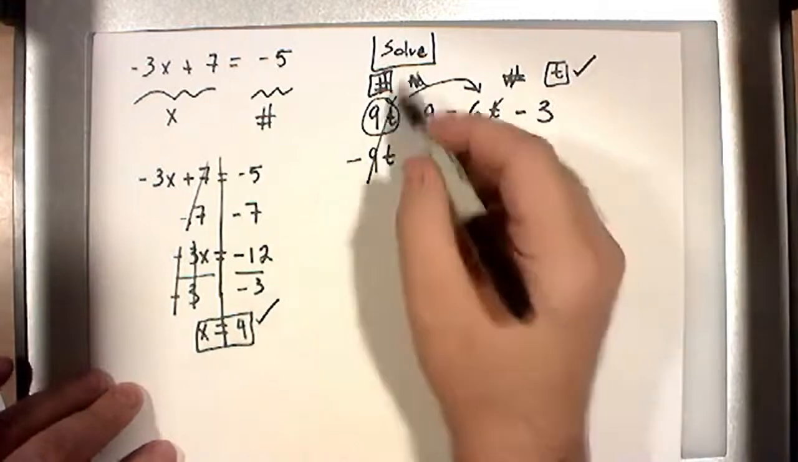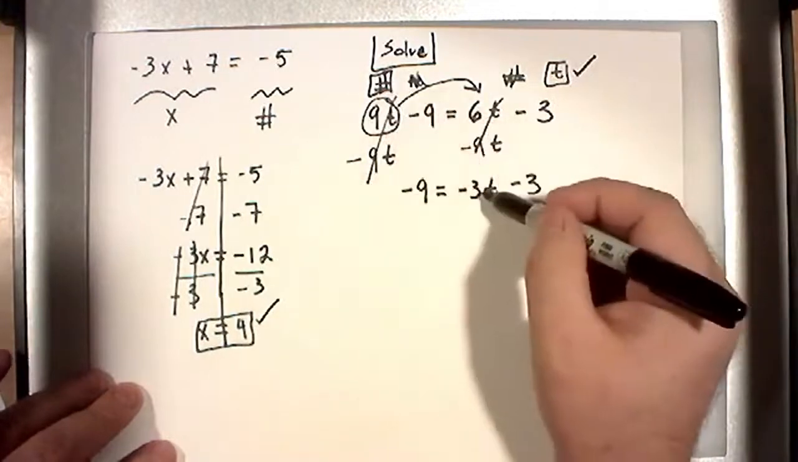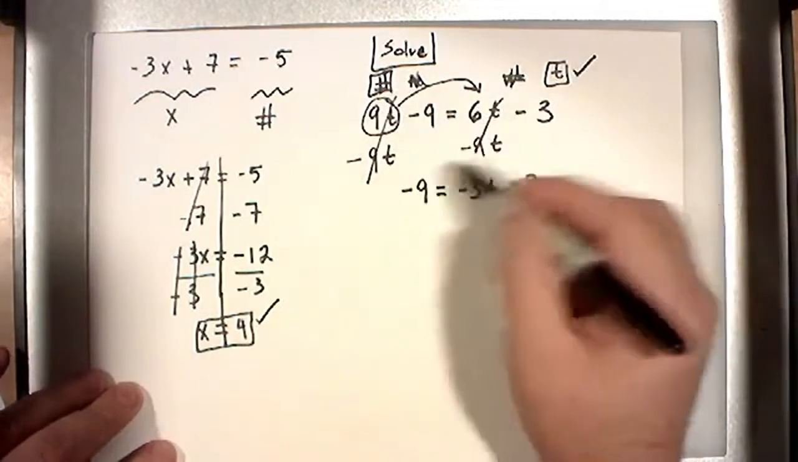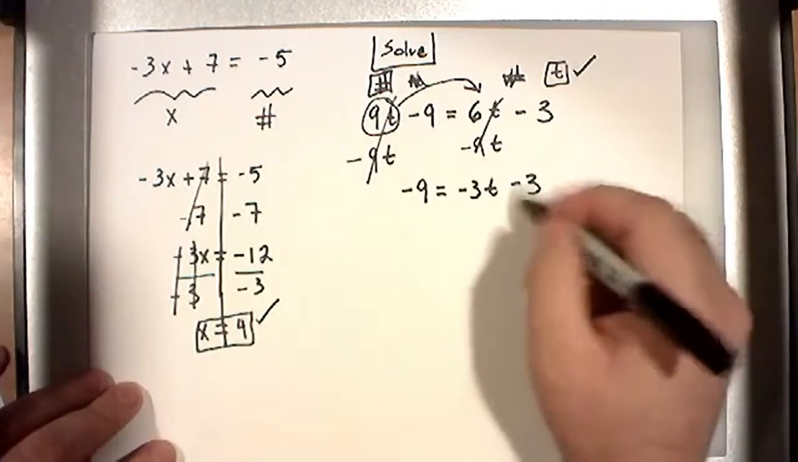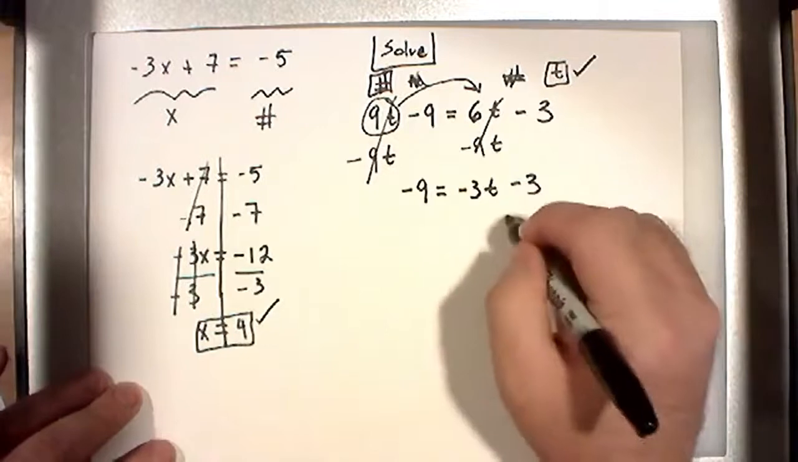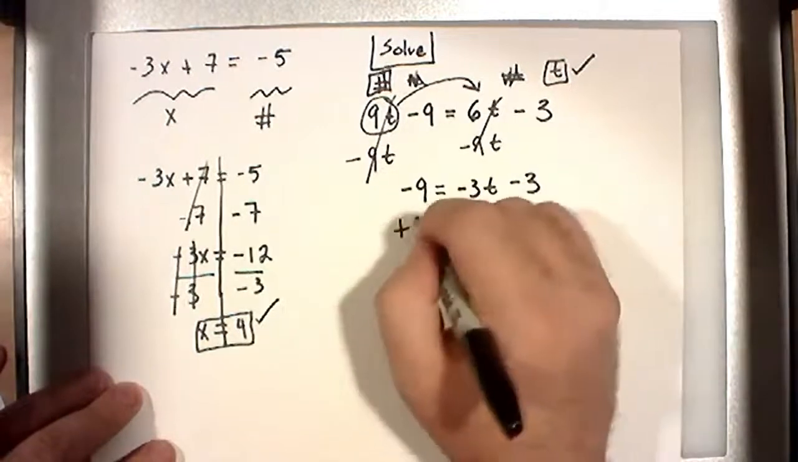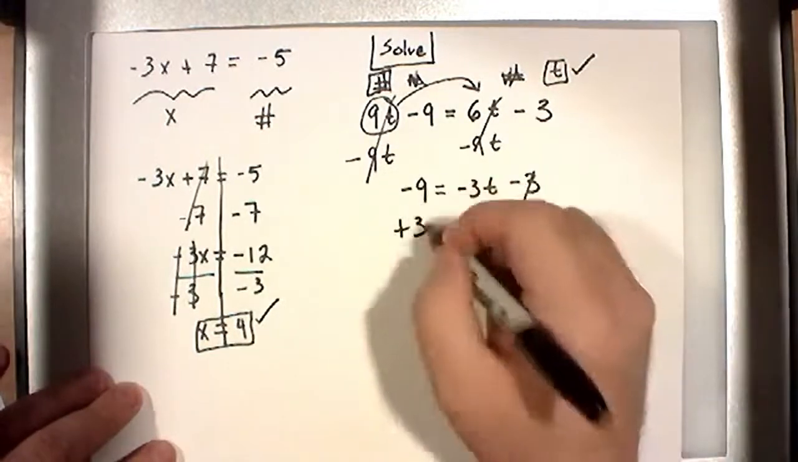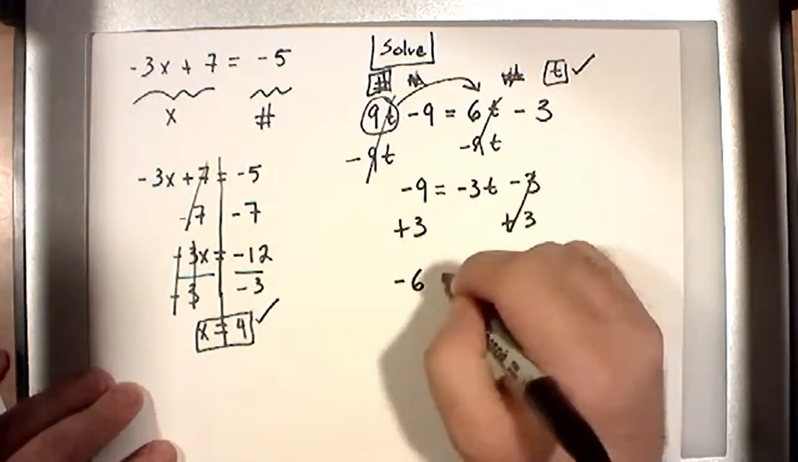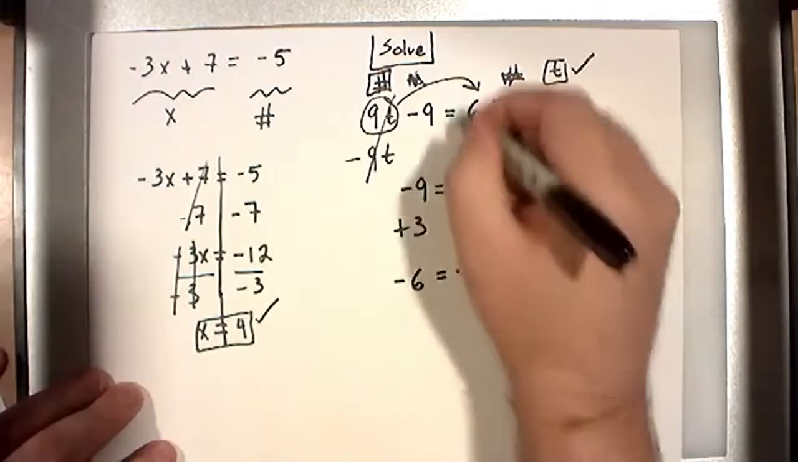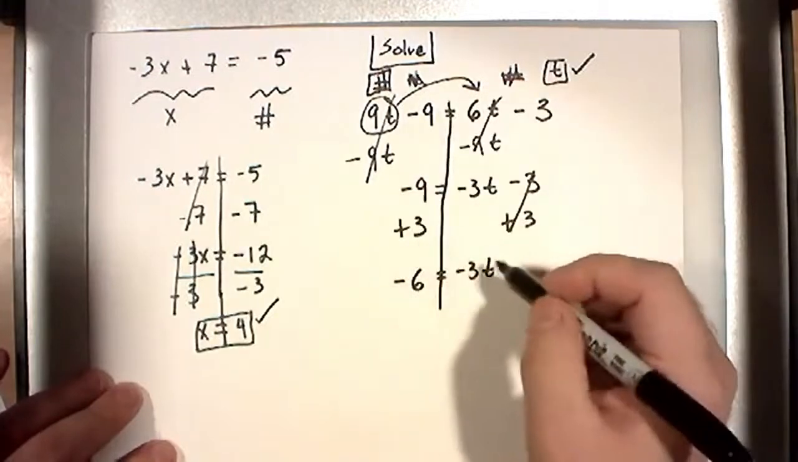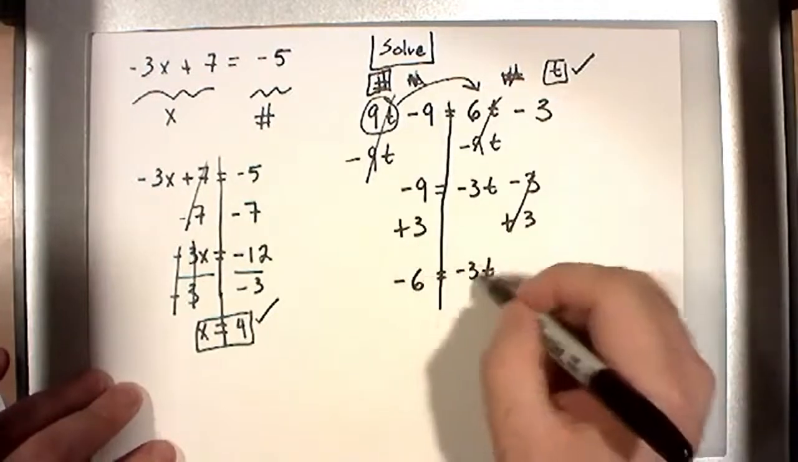Good. Now I need to get my numbers together on the left. So this negative 3 needs to move, and that negative 3 needs to move. Which one am I going to get rid of first? Probably the plus and the minus. It's just a little bit easier. So to get rid of the minus 3, I'm going to add 3 to both sides. Watch your negatives here. Negative 9 plus 3 is negative 6 equals, this is gone, so it's just negative 3t. Again, if you like that line down the middle, feel free to draw it. Now I have negative 6 equals negative 3t.